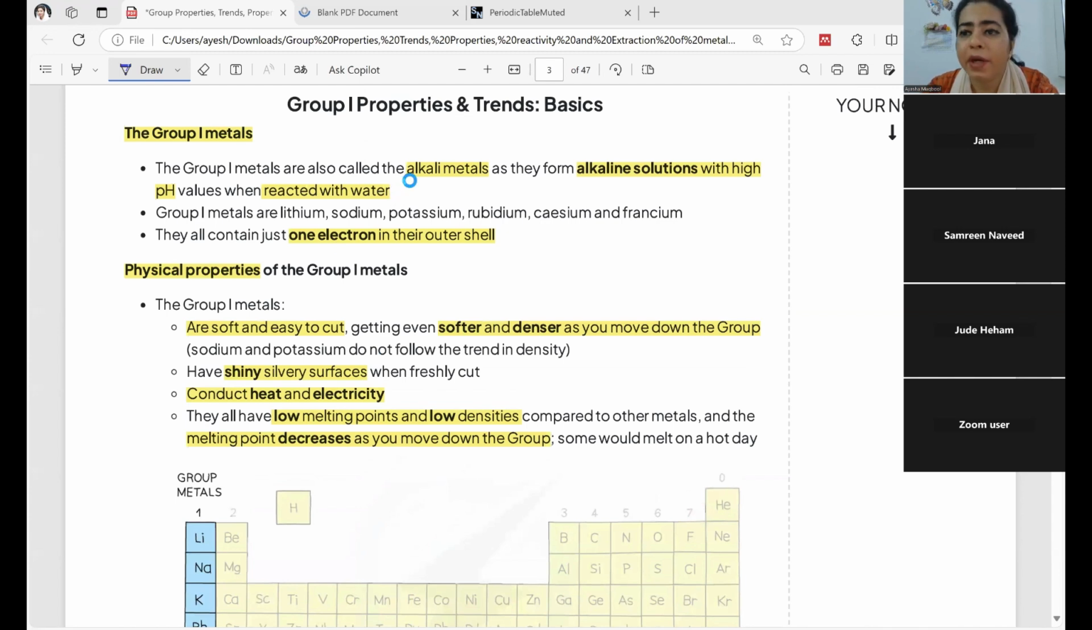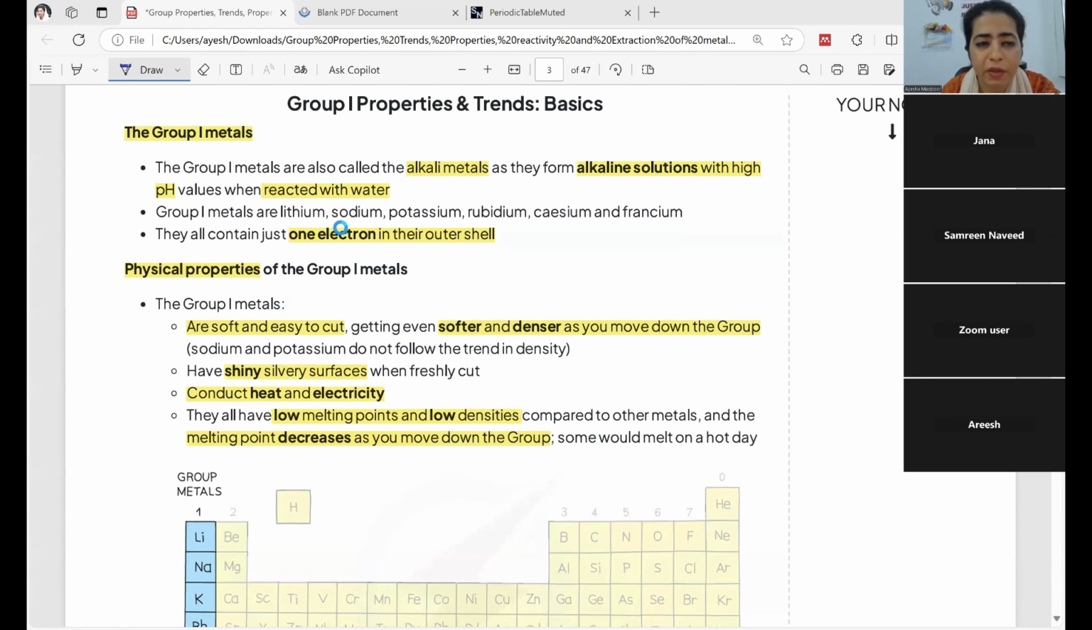We say them alkali metals as well. Why do we say them alkali metals? This name also has a meaning. Basically, when all these group 1 metals react with water, they make alkaline solution. I hope you know about alkaline already. It is something which has pH more than 7. Acidic is something having pH less than 7 and alkaline pH more than 7. So when they react with water, they make an alkaline solution with pH more than 7. So this is basically a little introduction.